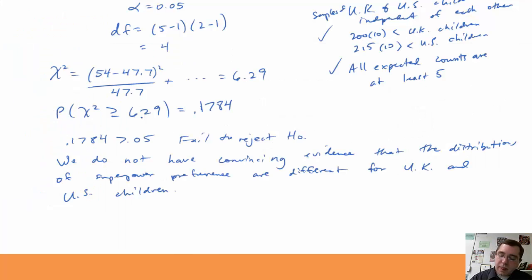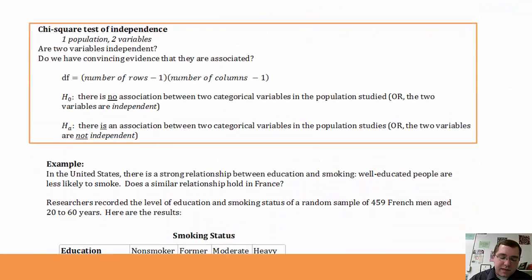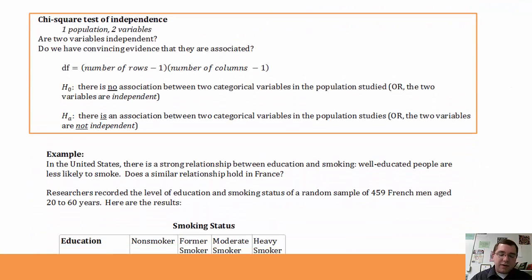Alright, one last test, the chi-squared test of independence. Now, a test of independence is when we have one population but 2 variables. So one sample that we've asked 2 questions of. And what we want to know is, are those 2 variables, their responses to those 2 questions, independent of each other?